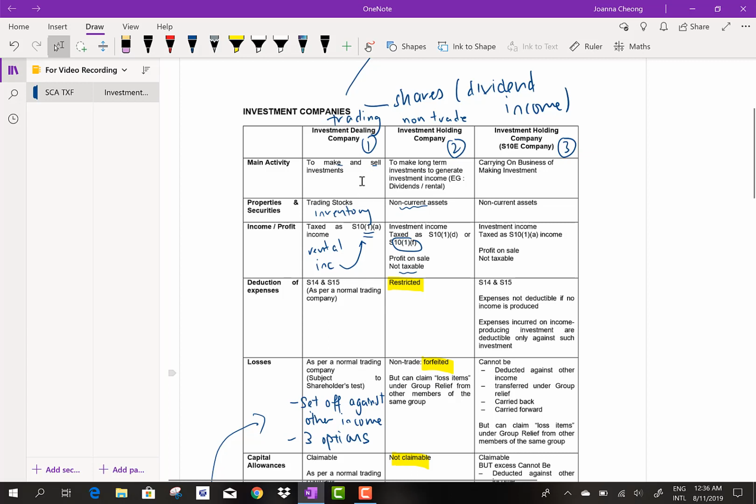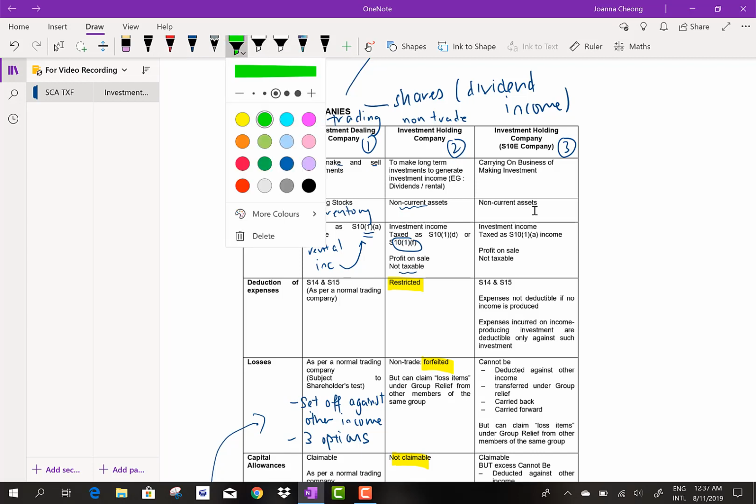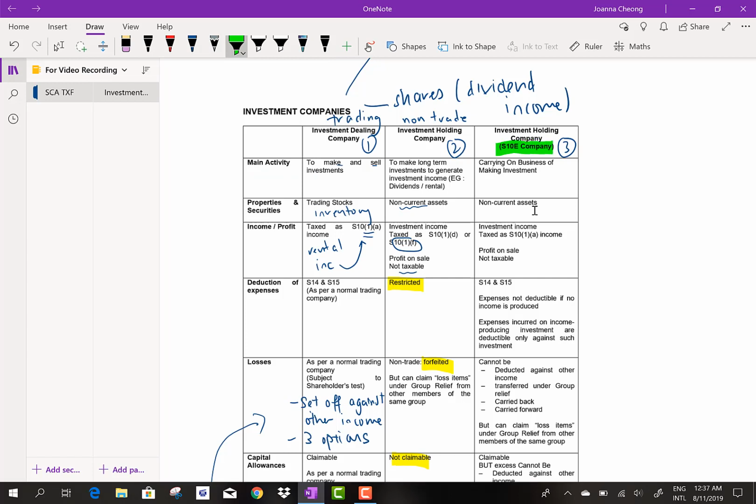So the first column is what we call the investment dealing company, the 10(1) company. The second column is called non-trade, in other words, the investment holding company. These are earning passive income. Now, the third column is a little bit confusing because it's a combination of the first two columns. It's neither here nor there, so it's confusing for most students. The third column we call the 10E company. It is still called investment holding, but a 10E company.